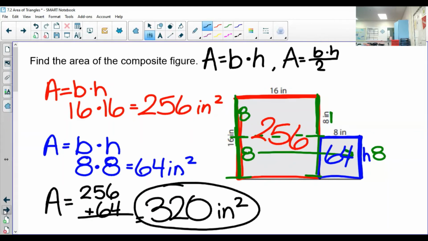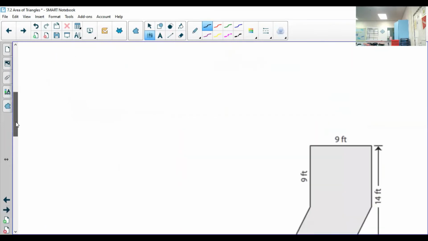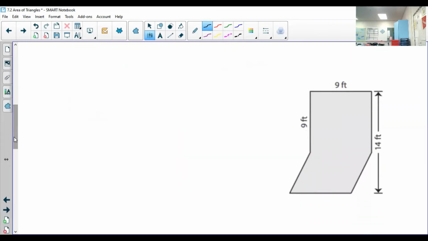Okay, so what you're going to do for a composite figure is take a shape and break it into smaller shapes. So let's do this one. Okay, this is a funky looking one. I see two shapes here. If this was me, I would draw the line right here, right? On top I have a square, and on the bottom I have a parallelogram. So let's start with the square, because that's easy. That's going to be what I do in red, okay?